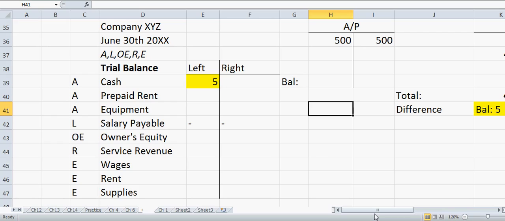For Chapter 3, we'll look at adjusting journal entries and making an adjusted trial balance.